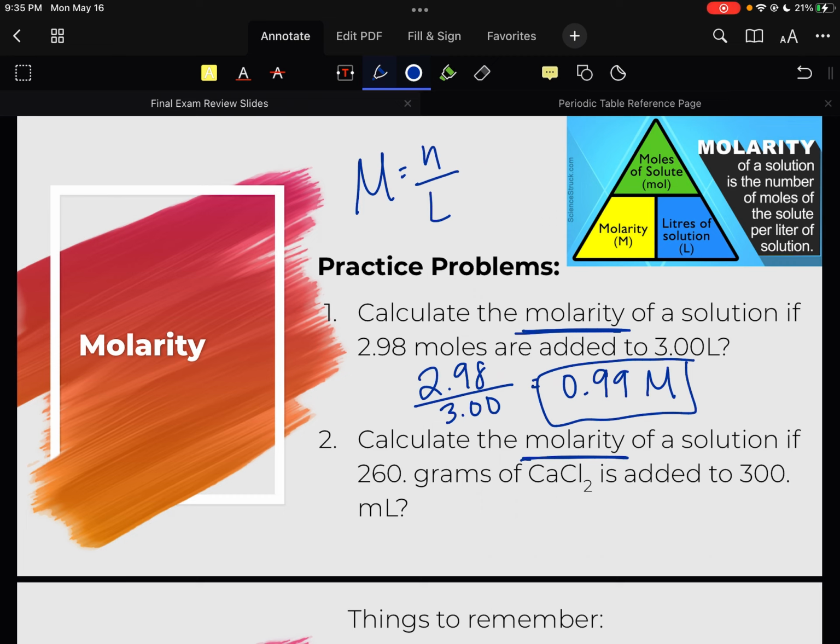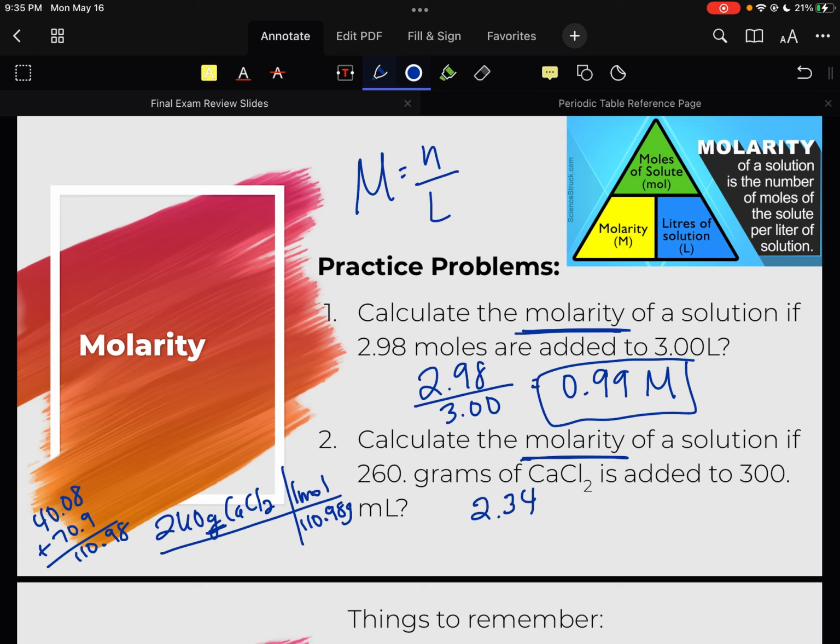Okay. For number 2, it's asking for the molarity, but this time it doesn't give me moles, it gives me grams. So before I can plug in moles, I have to convert from grams. If it's 260 grams of calcium chloride, I can find the molar mass of calcium chloride, which is 40.08 plus 70.9, which is 110.98. So 110.98 grams. Remember, I put grams on the bottom because grams is on the top. And then now I can divide.